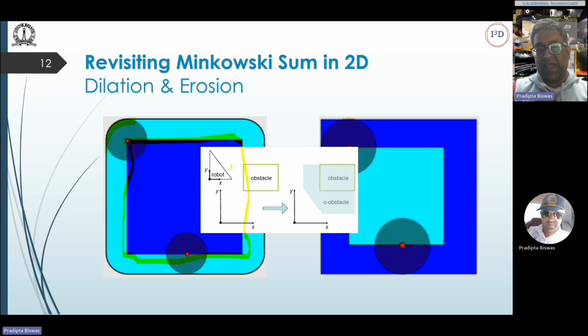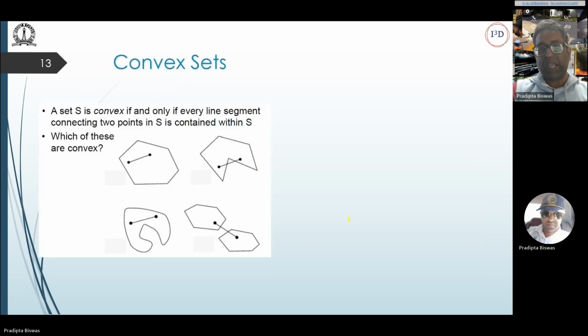And the same thing you can see here, how if I have a triangular robot and a rectangular obstacle, the obstacle space will look using a similar notion of Minkowski sum and difference. Okay, so this will be the obstacle space, and very soon we will find the equation of these lines. Before doing that, we will just define this term convex set.